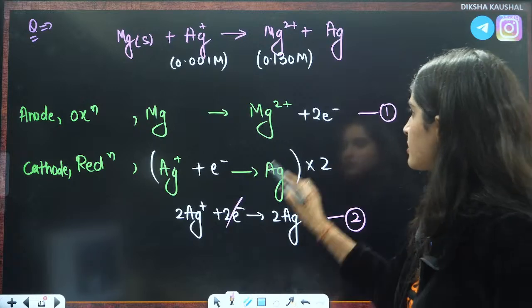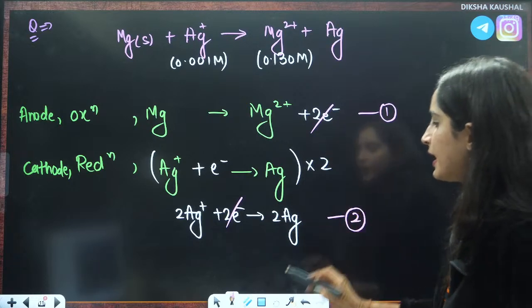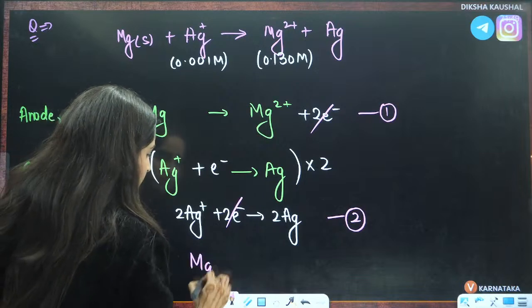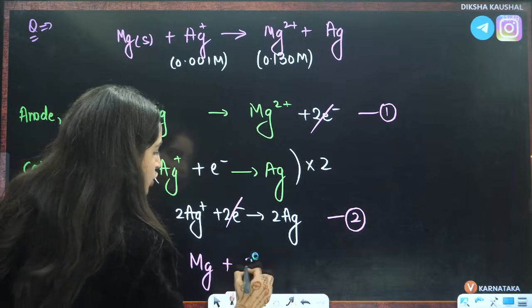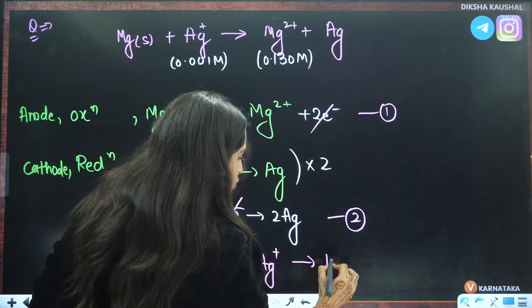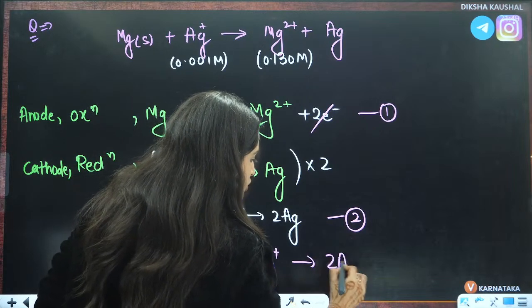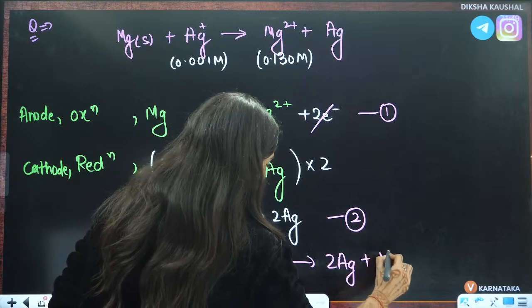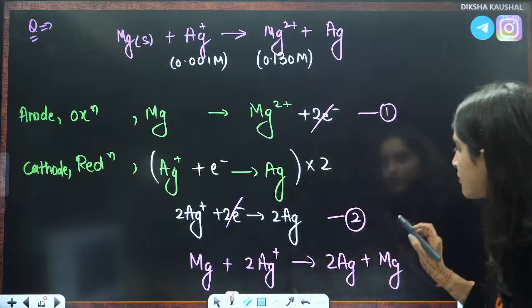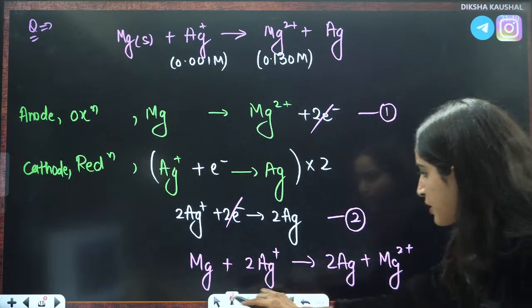You just need to cancel out the electrons here, and then the full-fledged equation will become Mg plus 2Ag+ gives rise to 2Ag plus Mg2+. This is the full-fledged equation.